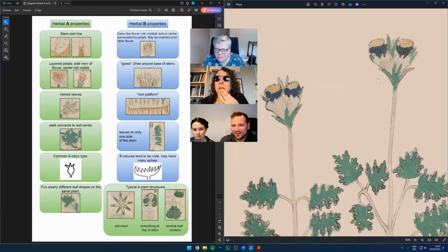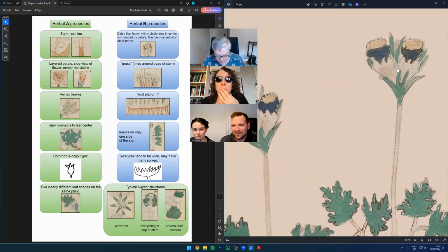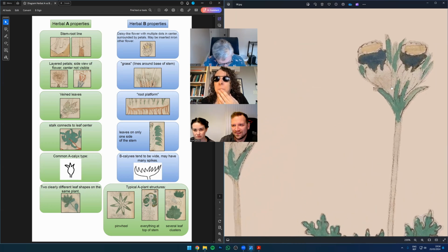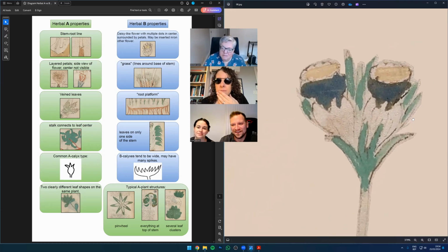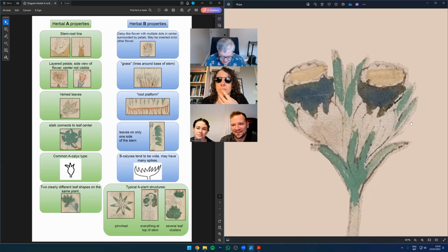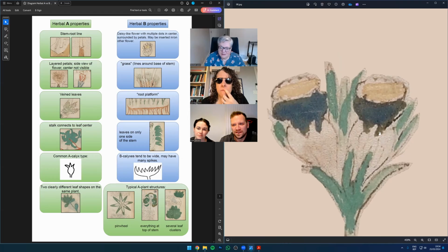I think I'm gonna say B. Yes. Yeah, I think B too. Why? Mainly because the leaves are so consistent. The calyx, and also the weird calyx. It's hard to see, but they drew a flower and then they put daisies here.